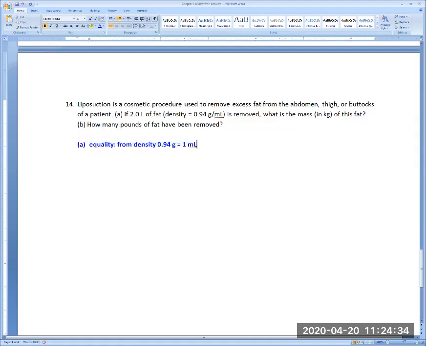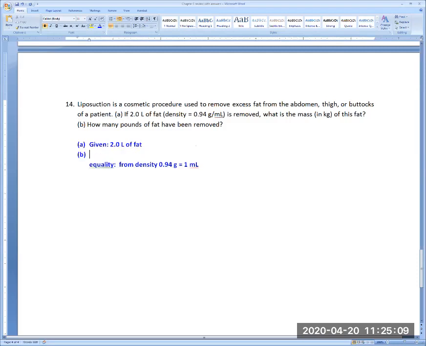And so that's an equality. So it's not your given. That's not what you will use to start your measurement, your calculation, I mean. So then what is the given? It's going to be the 2 liters of fat, right? 2 liters of fat. So yes, 2 liters of fat.